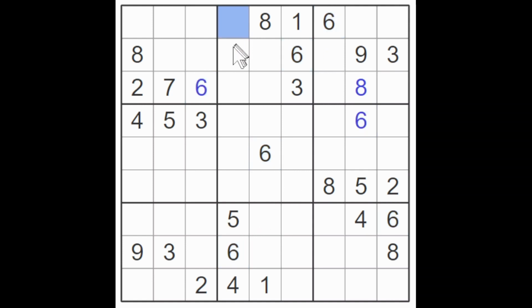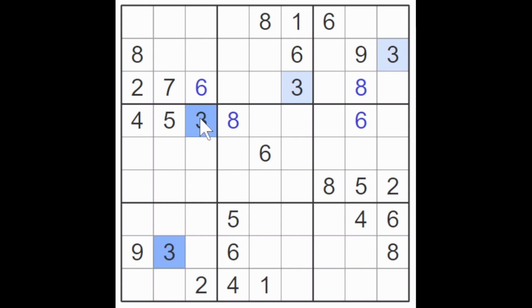An 8 cannot go here, here, or here, can it? And it cannot go here either because of this 8 here. And this 8 blocks these cells, putting an 8 in one of these two cells. So therefore, this cell also cannot be an 8, leaving just this cell here.